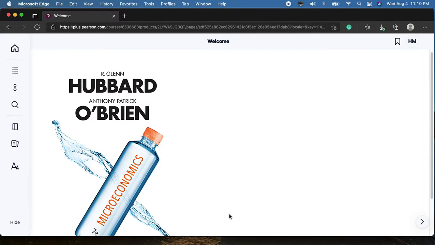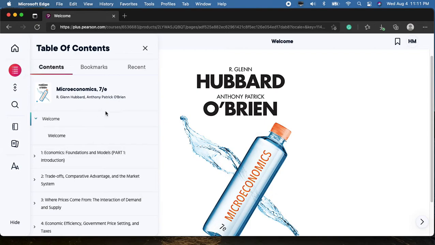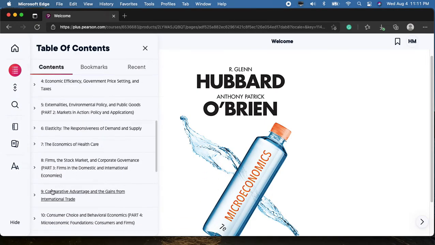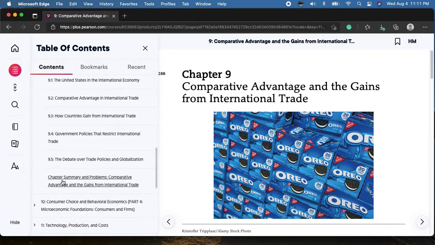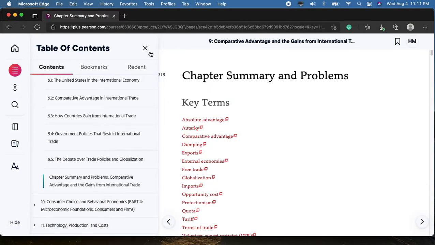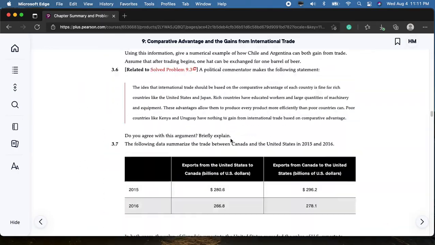Hey, welcome. This is a tutorial about solving problem 4.9 from chapter 9. The book that we're using is Microeconomics, 7th edition, by Glenn Hubbard and Anthony Patrick O'Brien. So let's go to chapter 9, comparative advantage and the gains from international trade, and we want the chapter summary and problems. So let's look for problem 4.9.